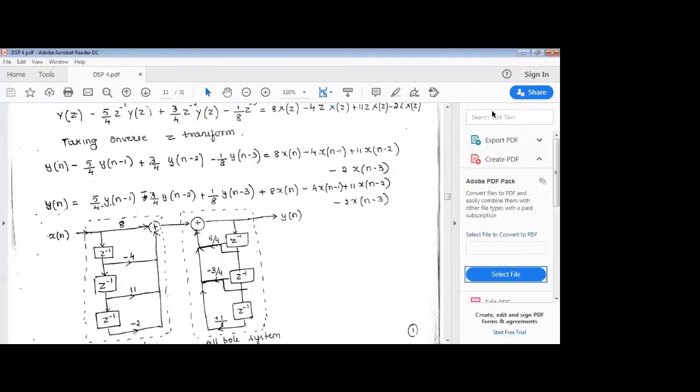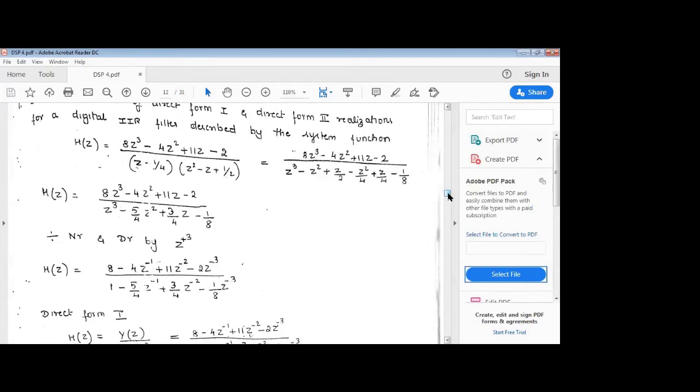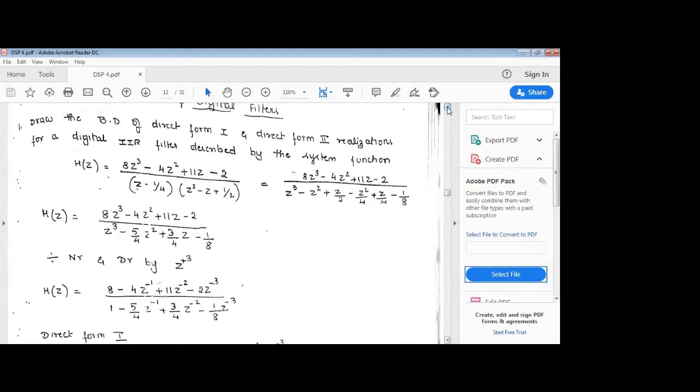Getting back to the structures, in the direct form I've taken a simple example of a transfer function, which is there in the Ganesh Rao textbook, and you can refer to it there also.